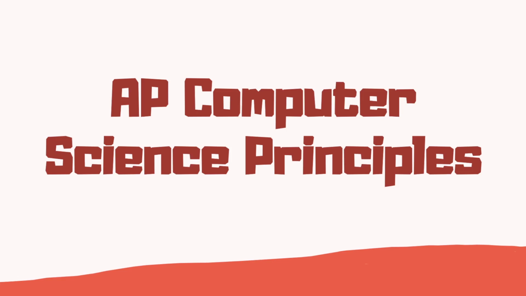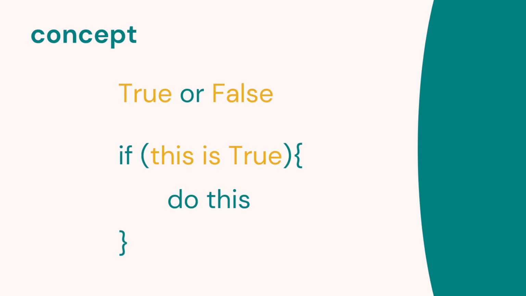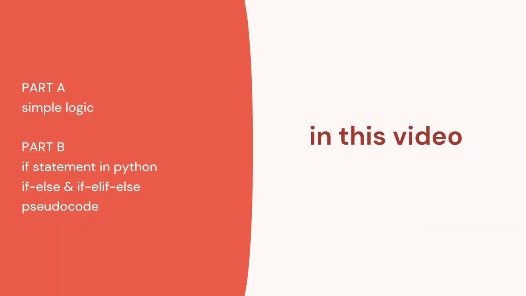An important part of the AP Computer Science Principles course is programming. And something very important in that is the concept of an if statement. This is episode 2 in our video series. The concept we're showing today is this if statement that runs some code if something is true. And that's going to be either true or false.